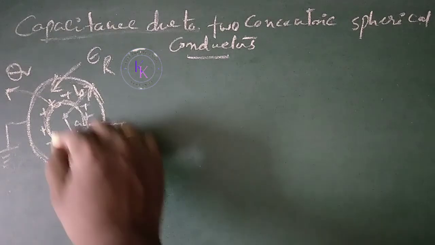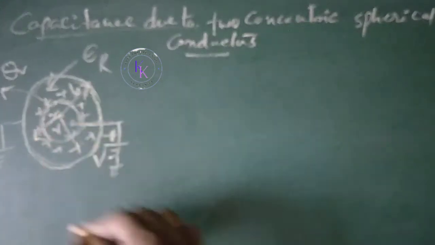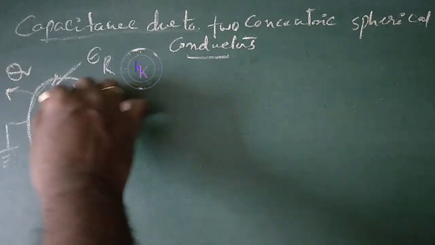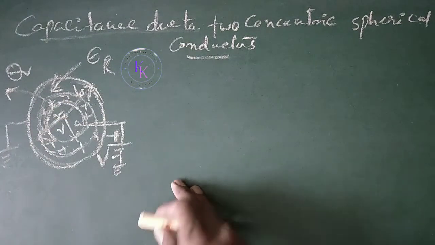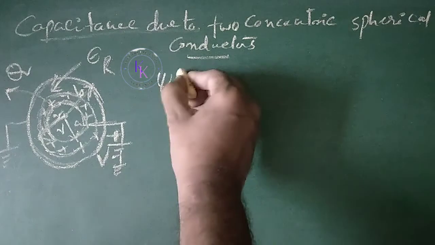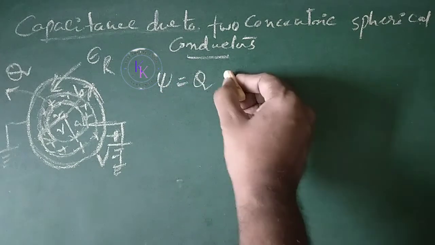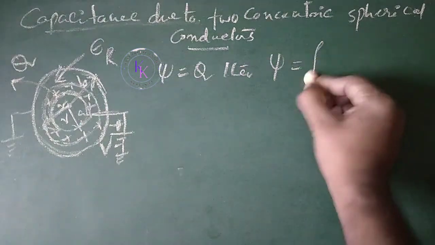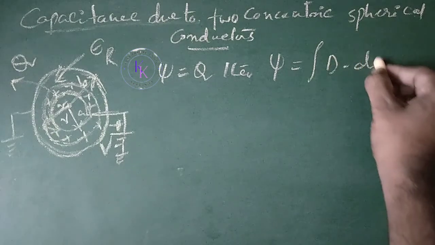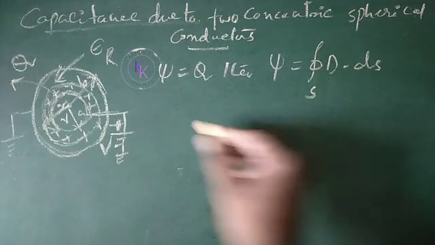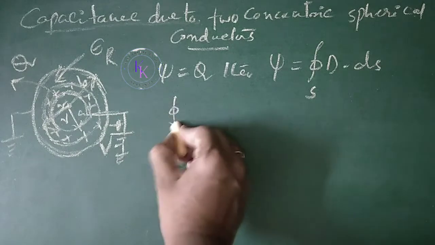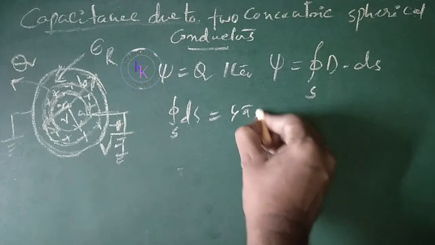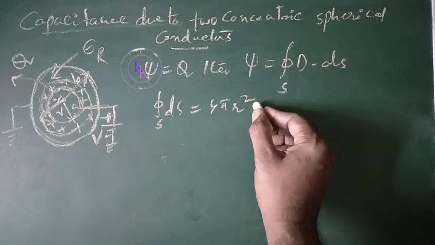Now consider a radius r, and let this be a Gaussian surface. By Gauss's law, total flux is equal to charge Q. Then flux equals the closed surface integral of D dot dS, where the integral of dS equals 4 pi r square, since it is a sphere.